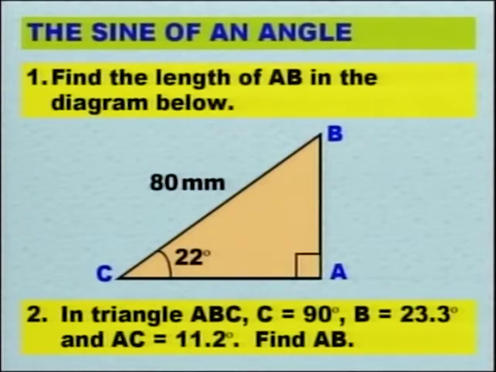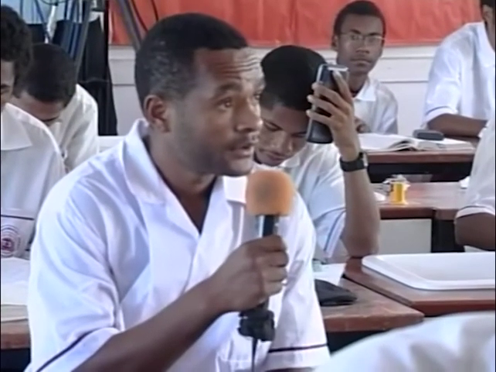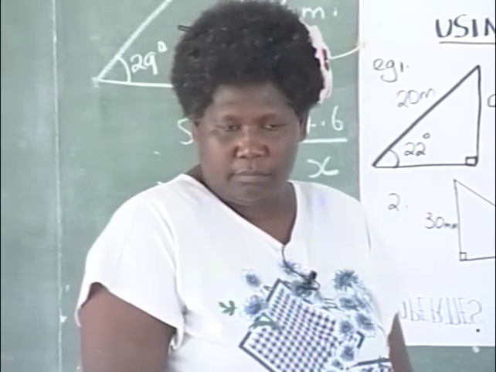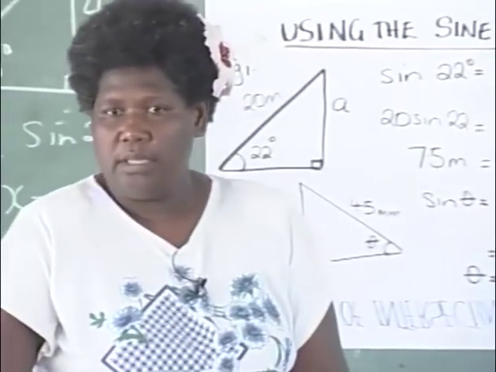With an answer to number 1, Gabriel. For number 1, AB equals 30 millimeters to the nearest whole number. Yes. Okay. Some of you have 29.97. Okay. Velma, what's your answer for number 2? Side A is 28.32. Okay. AB is 28.32 to 2 decimal places. You all got that?